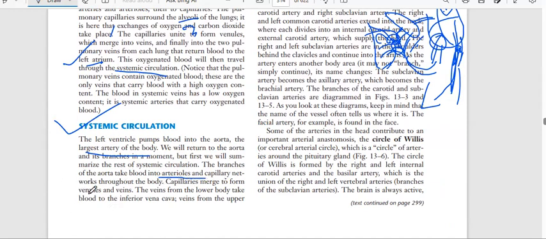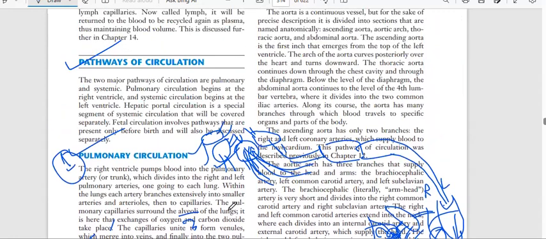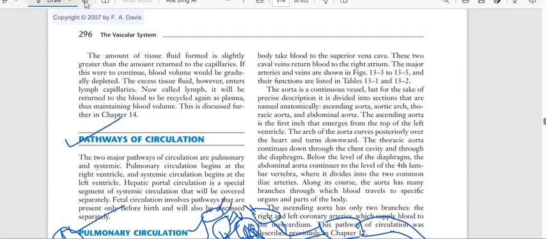Capillaries merge to form venules and veins. The veins from the lower body take blood into the inferior vena cava. Veins from the upper body take blood to the superior vena cava. These two caval veins return blood to the right atrium.